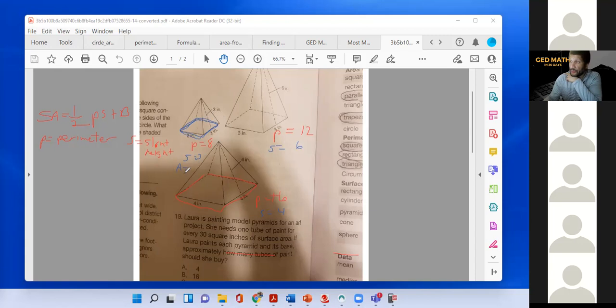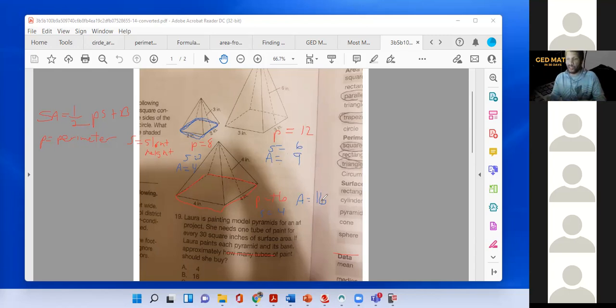Is it 8? It's not 8. 4? It's 4. 2 times 2 is 4. For this shape, what's my area of the base? 9. And then for this last shape, my area is what? 16. Now, what I did was I took all 3 things.